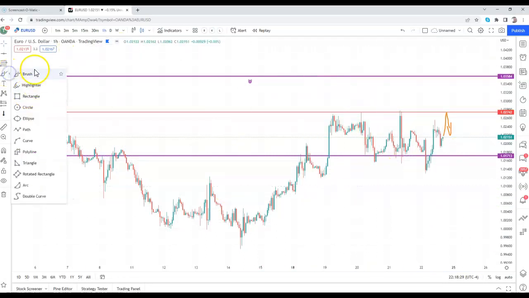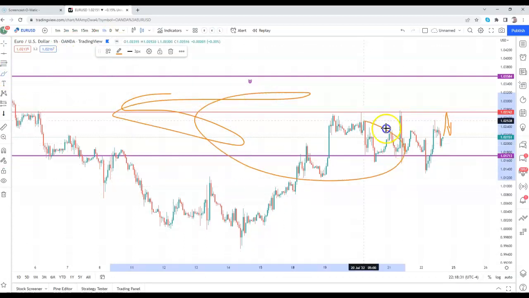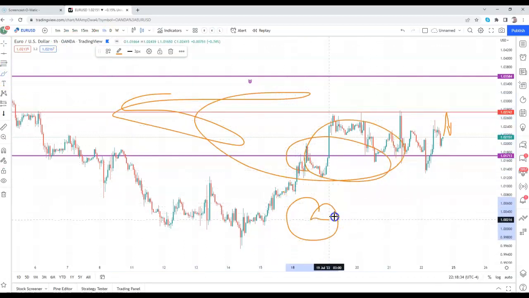Now here we have the brush, which you can draw on, right? I could draw my signature.